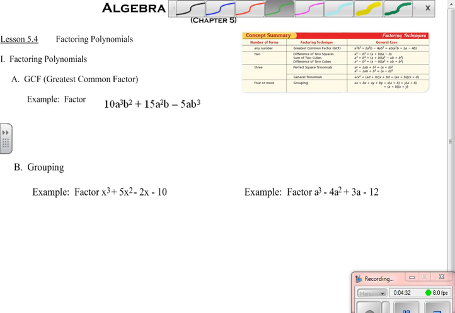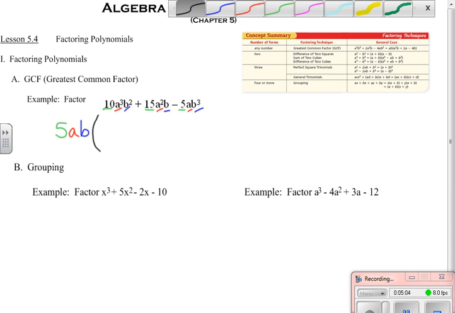So the first example is greatest common factor. When I look at 10a cubed b squared plus 15a squared b minus 5ab cubed, what do they all have in common? Well, 10, 15, and 5 all have a 5 in common. When I look at a cubed, a squared, and a, there's at least an a in every one. And when I look at b squared, b, and b cubed, there is a b in every one.